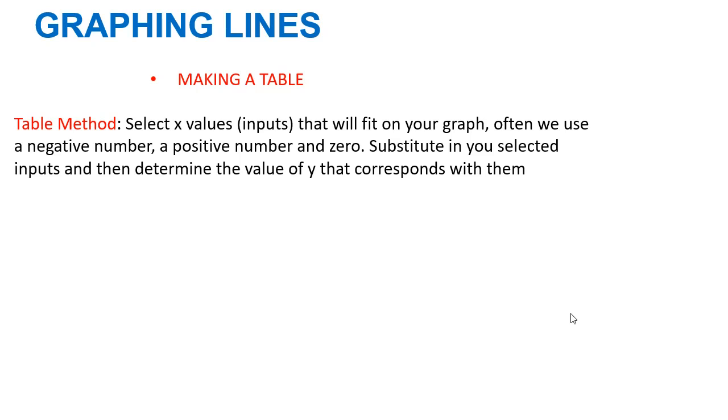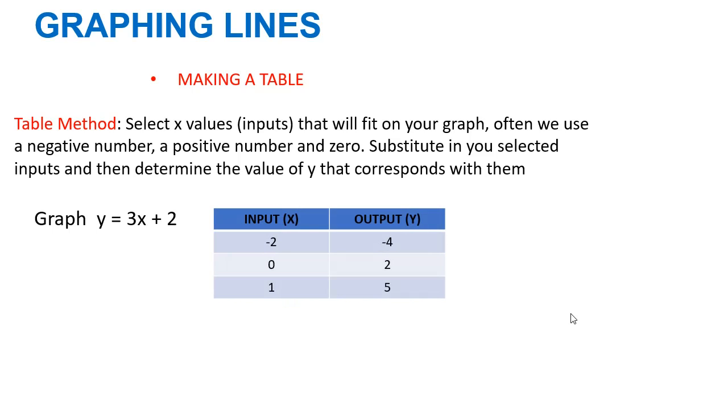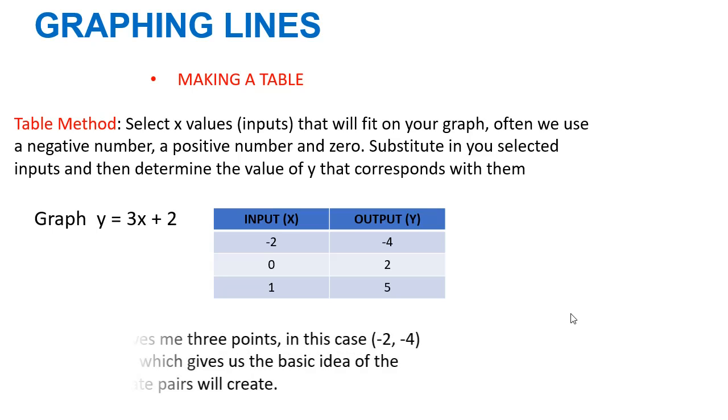In this table method, what you've got to do is use the rule and find some points that make the equation true. So for example, in this case, if I plugged in a -2 for x, it's going to say 3 times -2 plus 2. Well, that's going to give me a y equal to -4. And if I make x equal to 0, then y is going to equal 2. And if I make x equal to 1, then y is going to equal 5. Those are all points that are going to make this equation true.